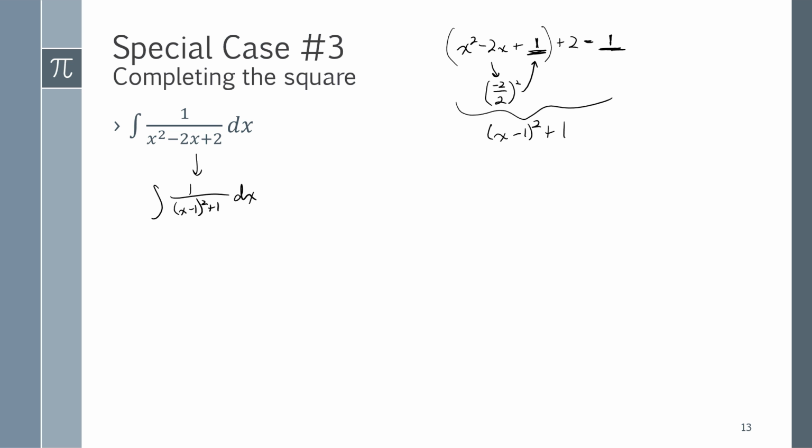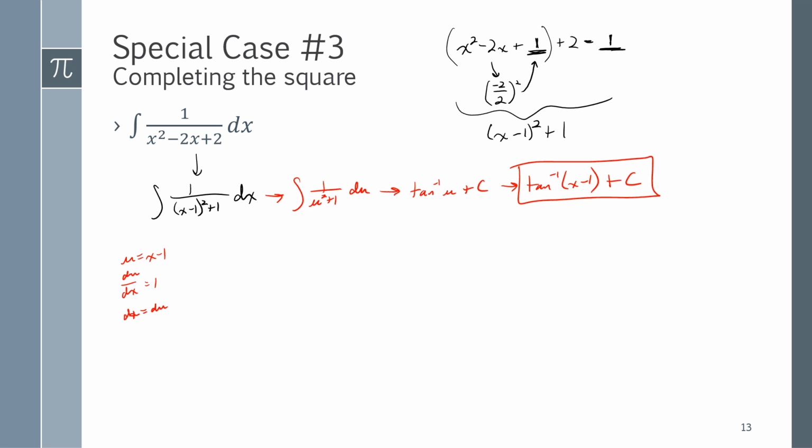I don't know anything that has that as its derivative, so u, I'm going to say, is equal to x minus 1. du dx is equal to 1, so dx equals du. So I have the integral of 1 over u squared plus 1 du. That I do know is inverse tangent of u plus c, which is the inverse tangent of x minus 1 plus c. Again, with these three special cases, they're hard. They're challenging. They're tough to notice. Fortunately, they are rare. They don't happen very often.